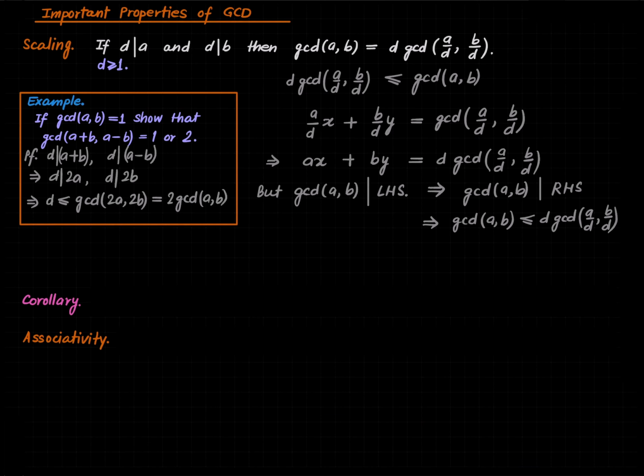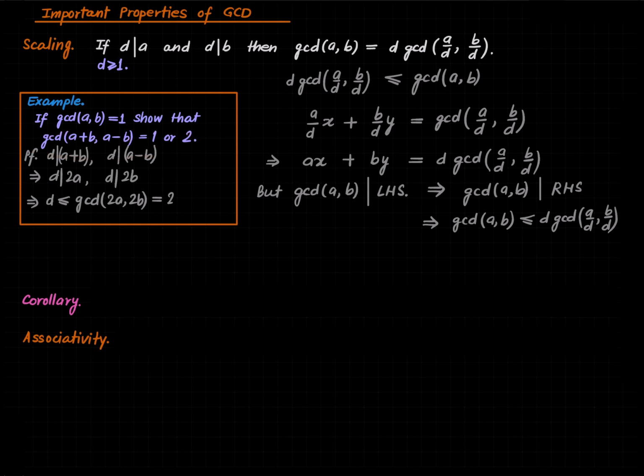We get that, but since GCD of A and B is 1, we can just erase this. So therefore, you pick any positive common divisor of A plus B and A minus B, you find that it is at most 2, and therefore the GCD is either 1 or 2. Right? And 2 may happen. It's not like it is necessarily 1. For example, if you pick A as 3 and B as 5, the GCD of 3 and 5 is 1, but the GCD of 8 and 2 is 2, not 1. So you can't improve this result.